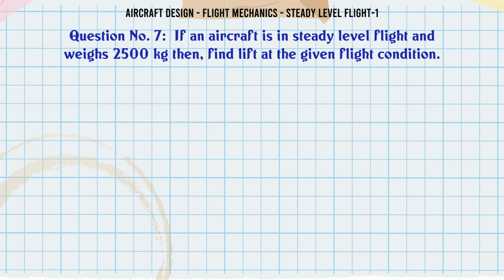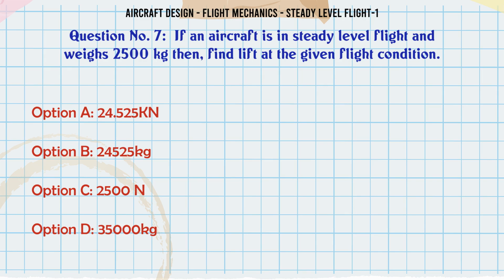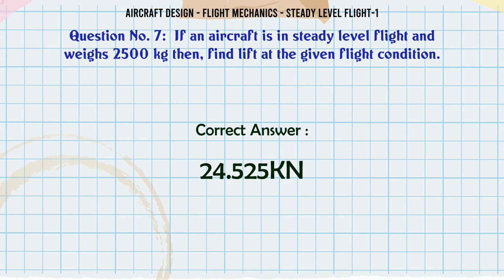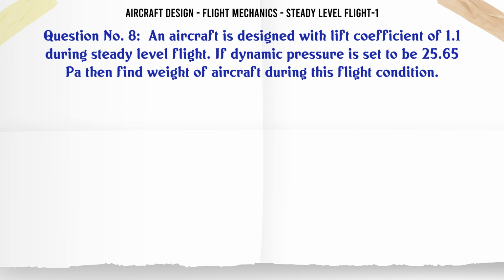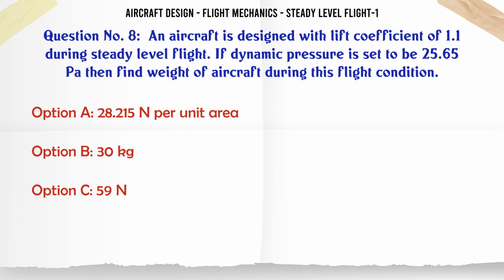If an aircraft is in steady level flight and weighs 2,500 kilograms, then find lift at the given flight condition. A: 24.525 kN, B: 24,525 kilograms, C: 2,500 N, D: 35,000 kilograms. The correct answer is 24.525 kN.